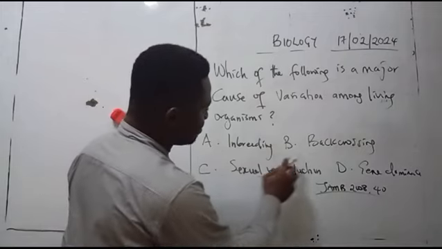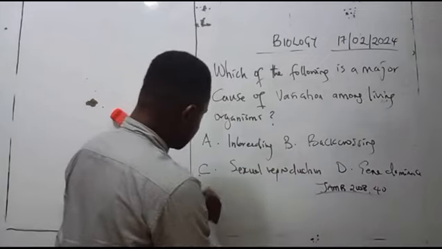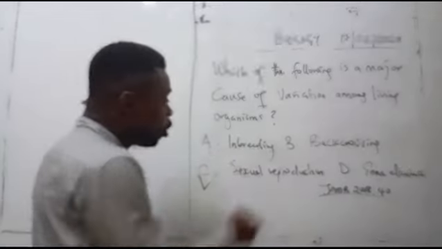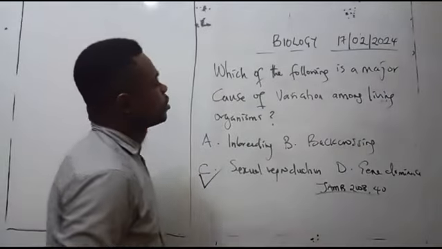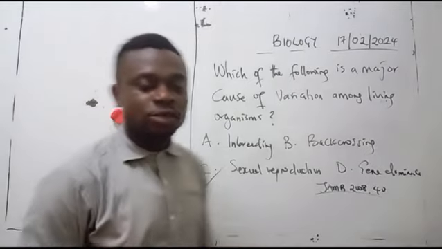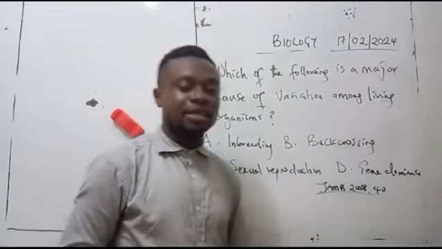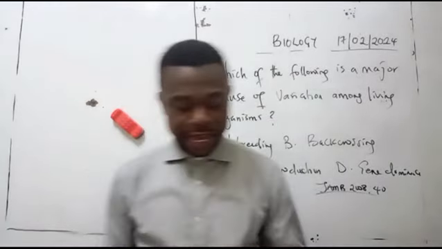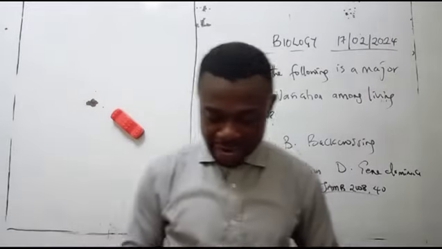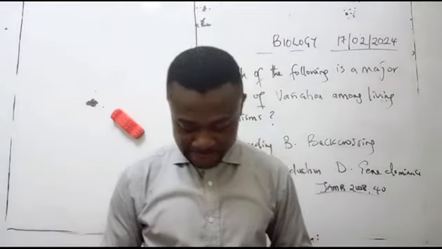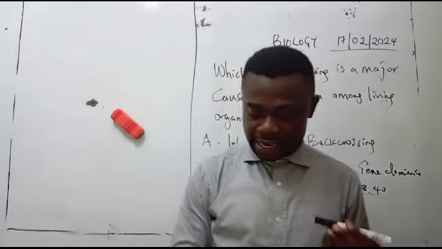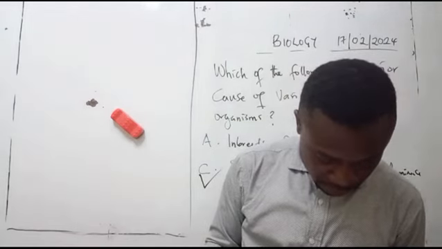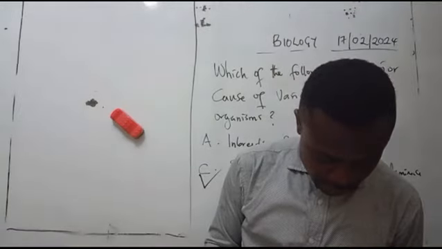Here we have inbreeding, back crossing, gene dominance. The answer is sexual reproduction. That's the main, among all this, that is the major cause of variation among living organisms. The answer is sexual reproduction. Okay, let me see if I can get another question from WAEC. I also have Prep 50 WAEC Biology from 1988 to 2003. So let me see if I can get a question from here on variation. Let's see what you can make out of it.